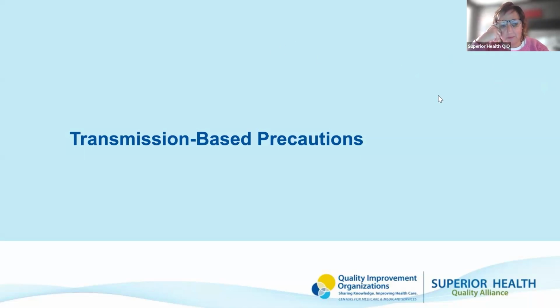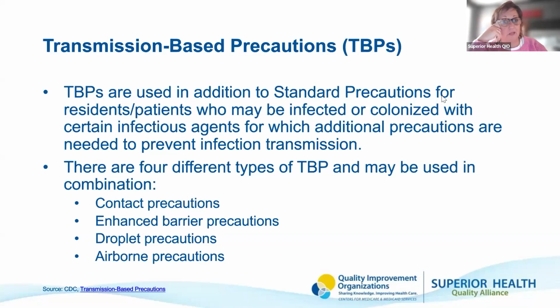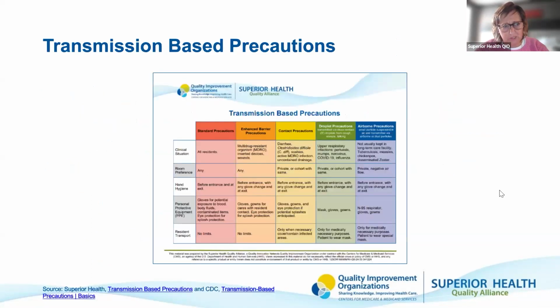All right. We're going to move on to transmission-based precautions. I want to give us enough time to talk about enhanced barrier precautions. So under F880, it talks about the different types of precautions, and it talks about staff being aware of the different types of precautions, what they are, when they're used, and how they're applied. So we know that they're used in addition to standard precautions for residents or patients who might be infected or colonized with certain infectious agents, where we might need additional precautions to prevent transmission. There's 4 types of transmission-based precaution that may be used in combination: contact, droplet, airborne, and enhanced barrier precautions.